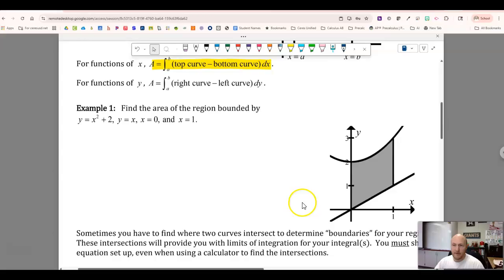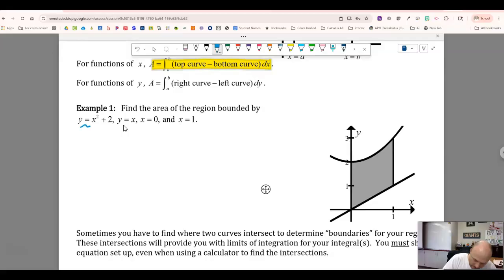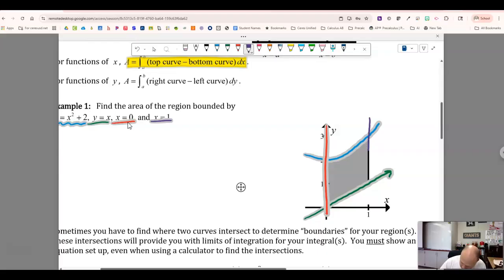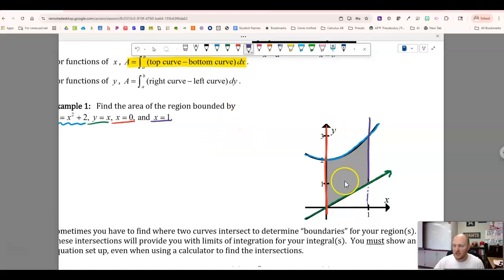Here's an example. They say, find the area of the region bounded by y equals x squared plus 2. That's a parabola shifted up 2. We can see this curve right here. And y equals x. This is a linear function. We can see this curve right here. x equals 0. So now they're giving us some vertical lines. That's this line right here. And x equals 1, which is this line right here. And so we want the area enclosed in here.